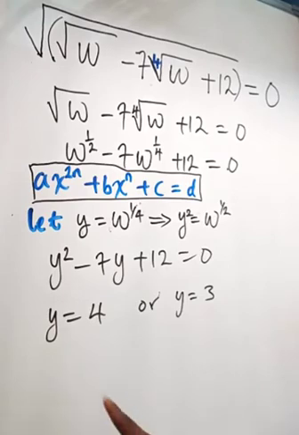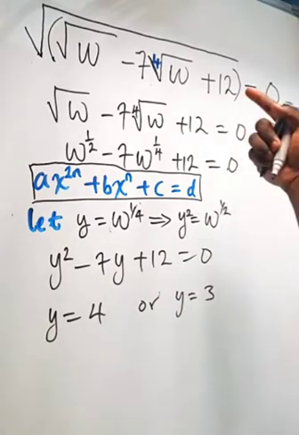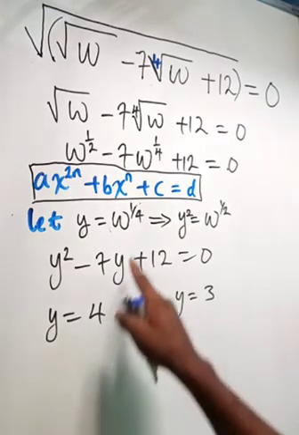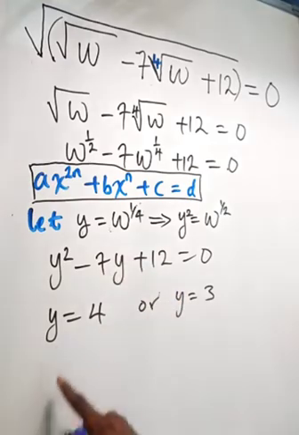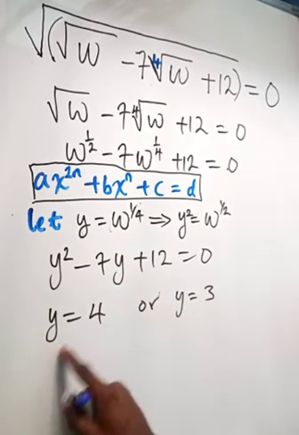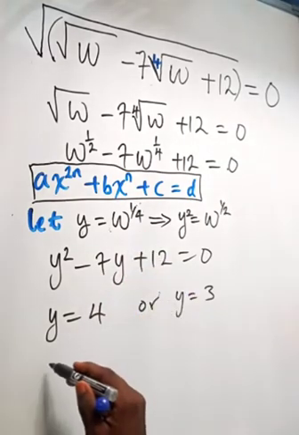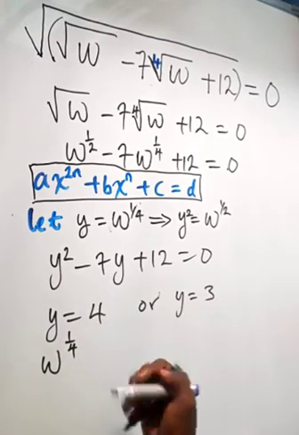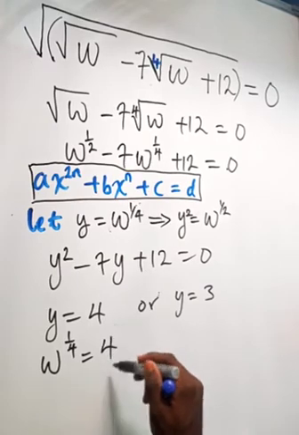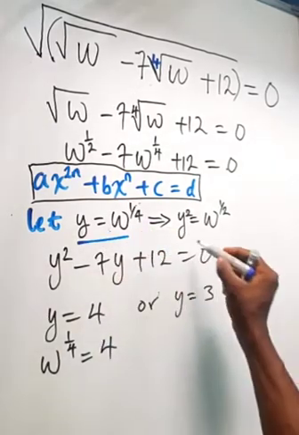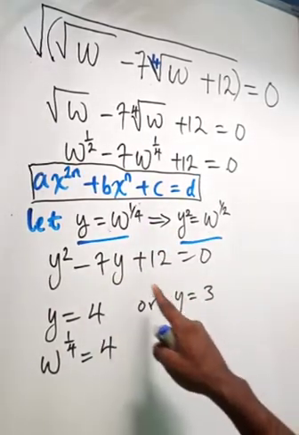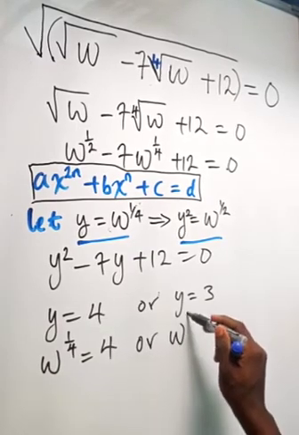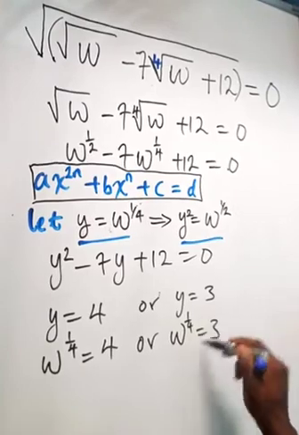Great. So we're going to make a backward substitution because we started with w. We need to also get the values of w. Since y is w raised to the power 1 over 4, in place of y here, I'm just going to put w raised to the power 1 over 4. And that gives us 4, because w raised to the power 1 over 4 is the same thing as y. Recall this equation, and that also gave us this information. So here I'm going to say or, in place of y, I still put w raised to the power 1 over 4 is equal to 3.